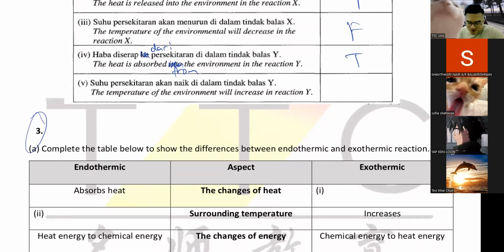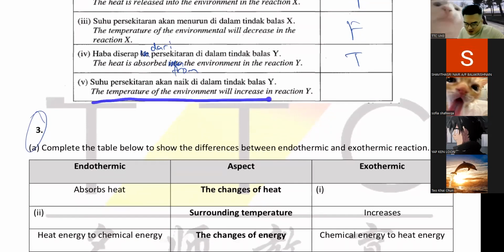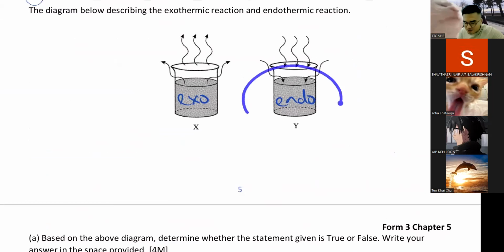So number 5, the temperature of the environment will increase in reaction Y. Will this temperature increase here?